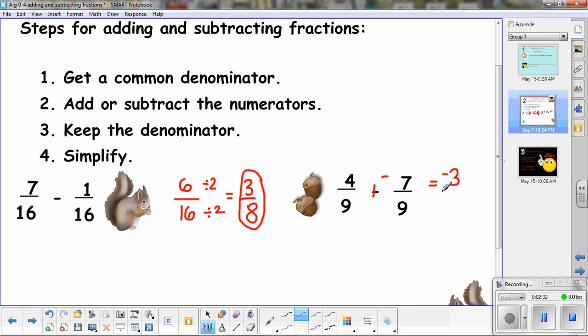And we'll keep the denominator the same. The last step is to simplify. Both the numerator and denominator can be divided by 3. -3 divided by 3 is a -1. And 9 divided by 3 is 3. So our final answer is -1/3.